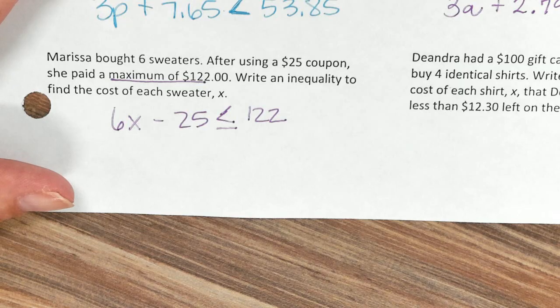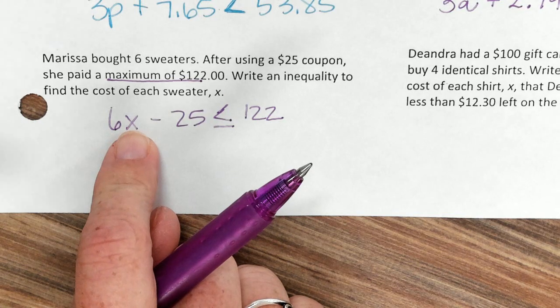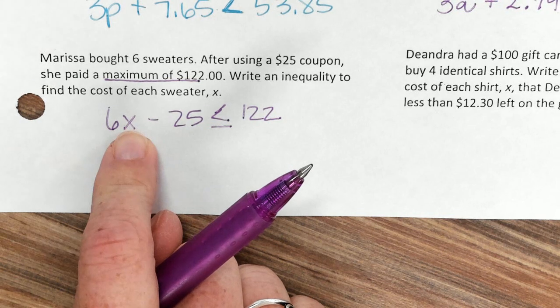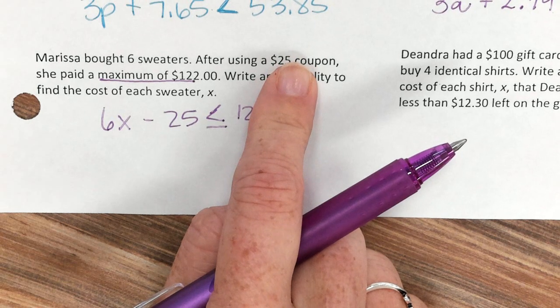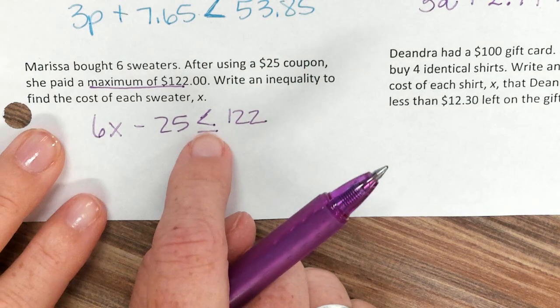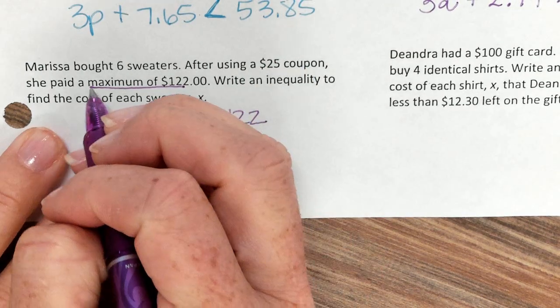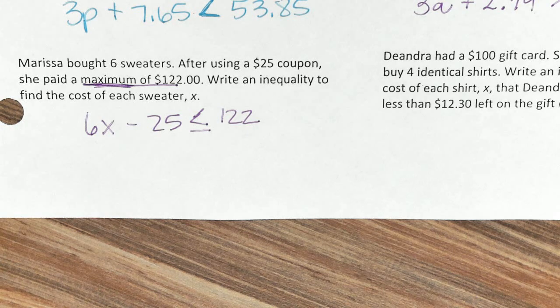How did we do? Good? Okay, why did I multiply 6 times the variable? Because she was buying 6 of them, so that's multiplication. Why did we take the 25 out? It's a coupon, that means you subtract it from your bill. And it was less than or equal to because she paid a maximum. That means that's the most she will pay.